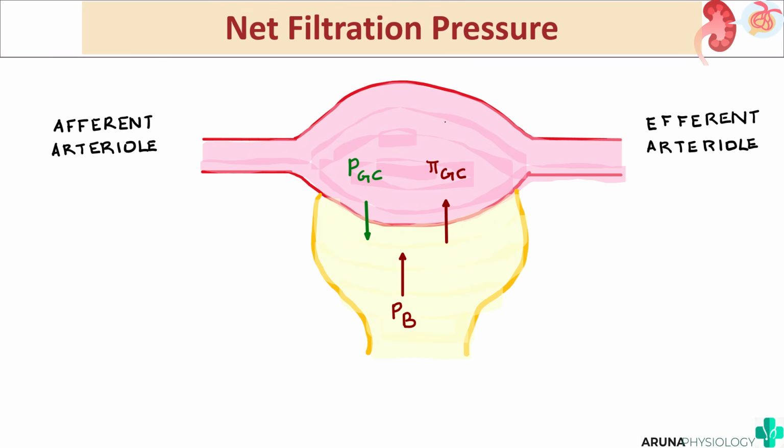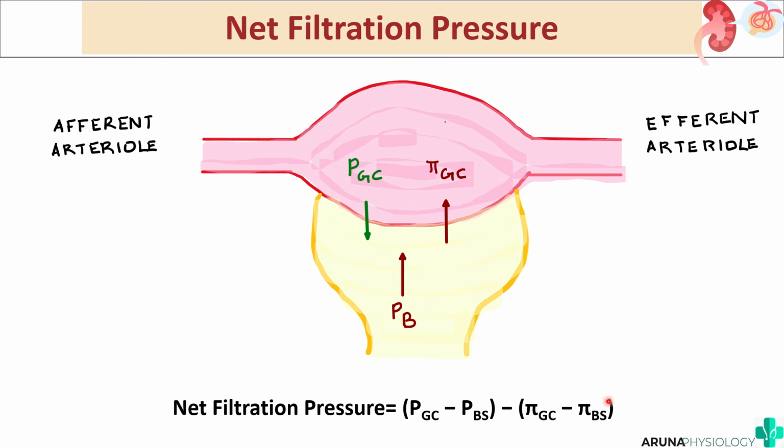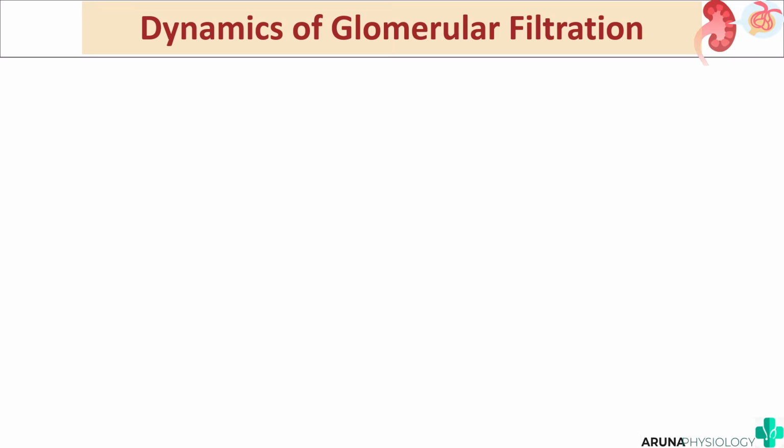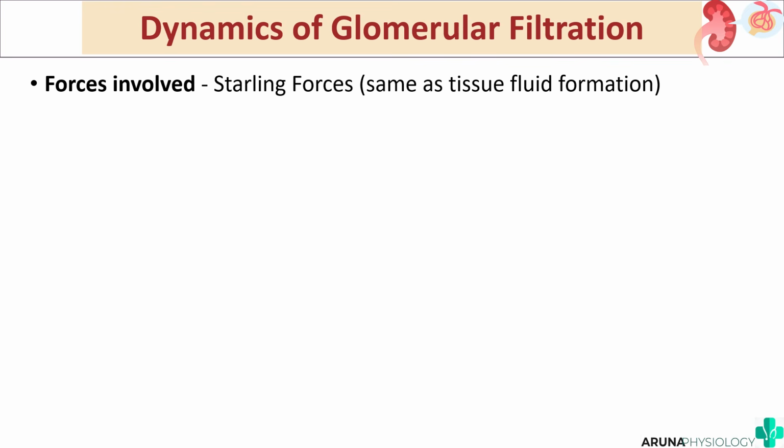So in effect, the major forces that determine the direction of filtration, the net filtration pressure, are the hydrostatic pressure difference between the glomerulus and the Bowman's capsule, and the oncotic pressure difference between the glomerular capillary and the Bowman's capsule. Of course, we know that the Bowman space oncotic pressure is 0. The formula is Pgc, the hydrostatic pressure of the glomerular capillary, minus that of Bowman space, minus the oncotic pressure. Thus we've seen the forces involved. Basically, these are Starling's forces.